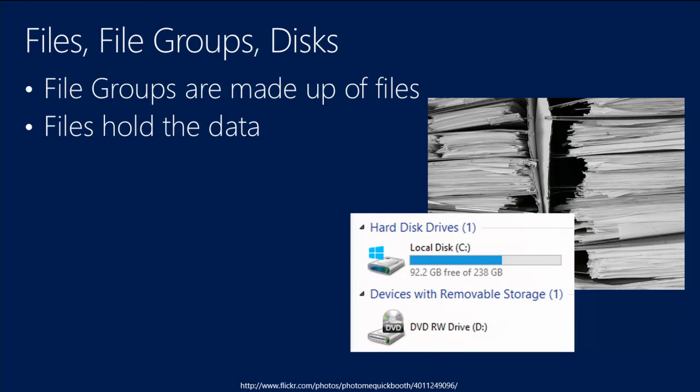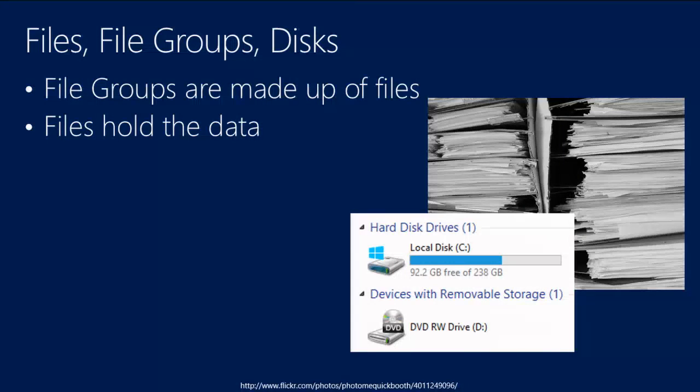So we create smaller disks, we put 1 file on each disk, and we bundle these files up into a file group. So when we create an object, we create that object on the file group, and then SQL Server is going to spread that table across all the files within that file group. SQL Server is going to use something called proportional fill to try to balance the amount of data within the files in that file group.